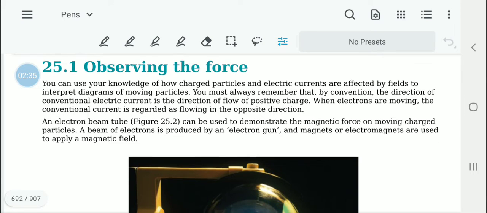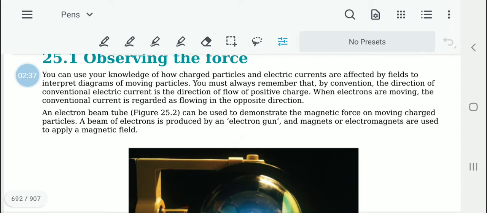Now before we start off, there is something that you really must understand. By convention, the direction of electric current is the direction of flow of positive charge, positive to negative. Remember that when electrons are moving, you are talking about conventional current in the opposite direction, that is, the electrons move from negative to positive. That relationship you need to know, because most of these theories are based on the conventional current.